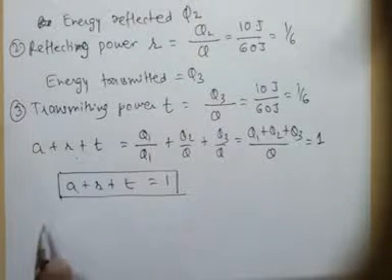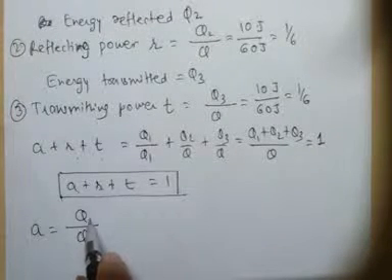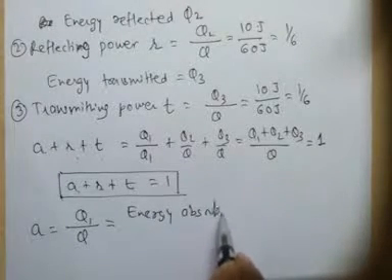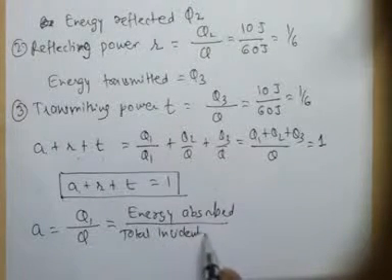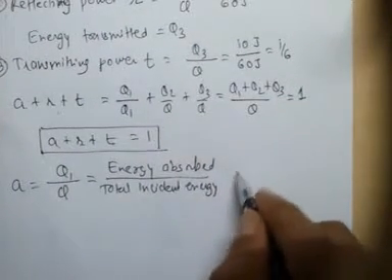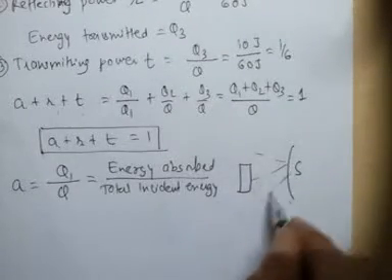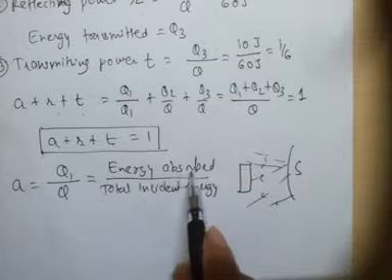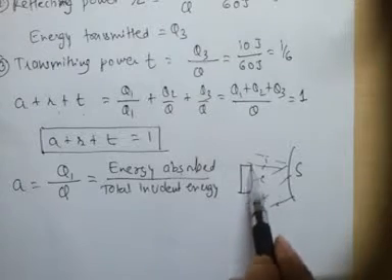Let us go back to absorbing power. Absorbing power A is equal to Q1 upon Q, where Q1 is the energy absorbed and Q is the total incident energy. Now if I draw the diagram again, let us say this is an object and this is the source, and again I'm drawing the same incident radiation energy falling on this object. Now we say that 40 joules of energy was absorbed by the object, whereas 60 joules is the total radiant energy incident upon this object.